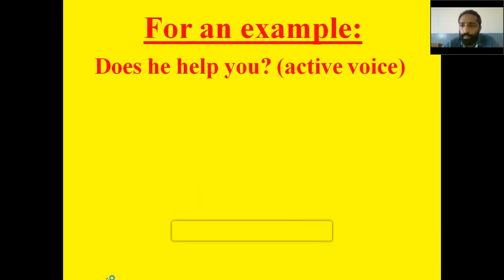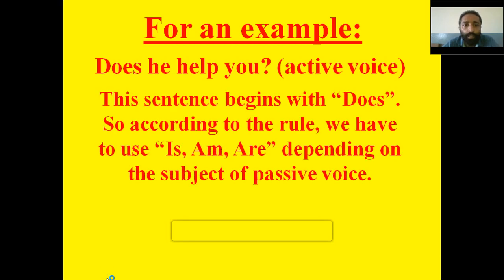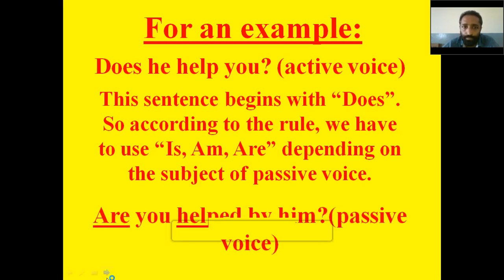Does he help you? So remember, in all these changes, the basic 4 changes will remain the same. Do not get confused that I don't explain here, because those 4 basic changes are meant for all the sentences. Does he help you? The sentence begins with the word does. So according to the rule, we have to use is or are depending on the subject of the passive voice. Now what is the subject in this particular passive voice?